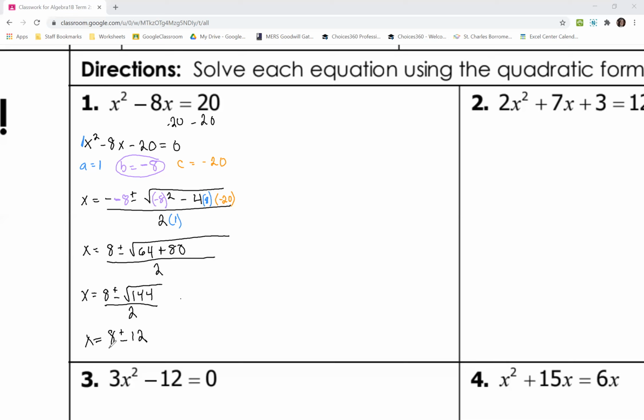Okay, you notice I don't write the radical anymore. So this is two totally different answers. I have x equals 8 plus 12 divided by 2, and x equals 8 minus 12 divided by 2. Okay, so here you get 8 plus 12 is 20, divided by 2 is 10. X equals 8 minus 12 is a negative 4, divided by 2 is a negative 2.